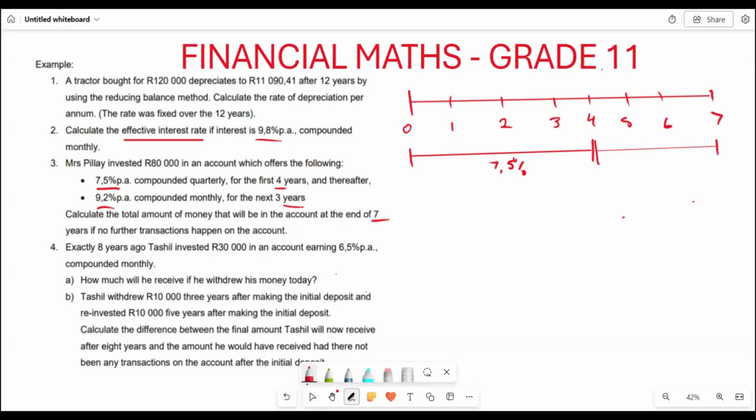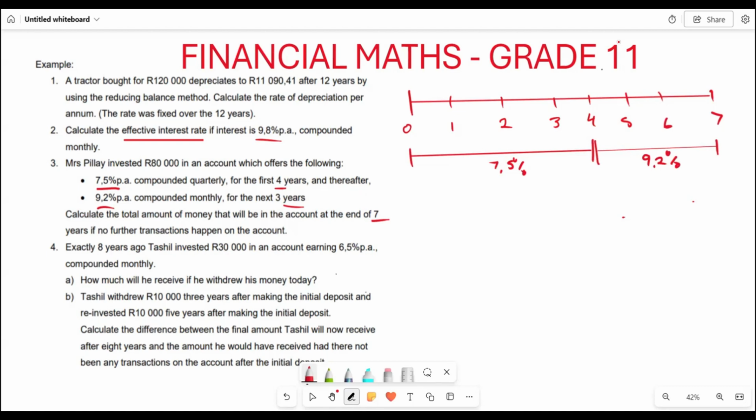Now this is going to be receiving 9.2%. Okay. And you must remember that this is going to be the same amount of money, right? This is going to be the same amount of money. So what is it that one can do? One can start this way: calculate the amount that is going to be received for the first 4 years, and then take the amount of money for the first 4 years, and then compound it again for the last 3 years, right?